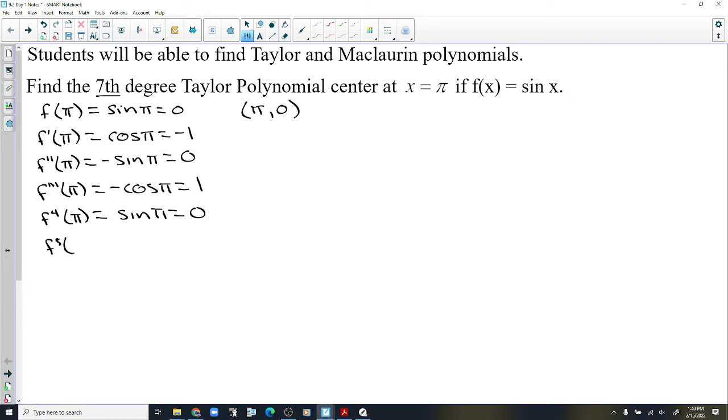So the fifth derivative, I already know is -1 because this is all going to repeat. Sixth derivative is 0, and finally the 7th derivative is 1. Because they're all going to repeat.